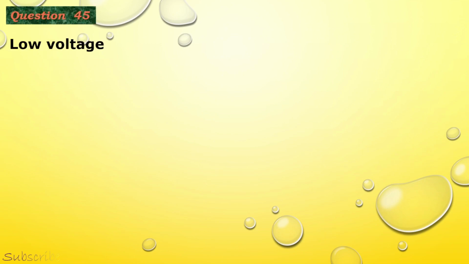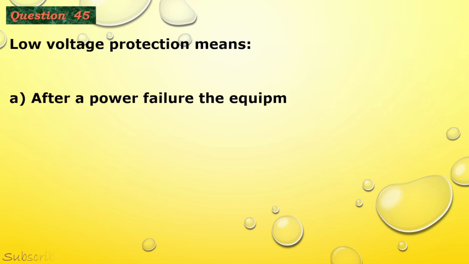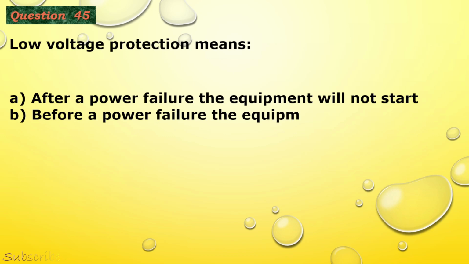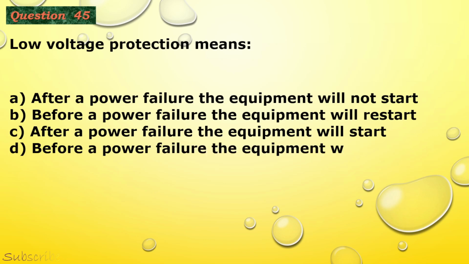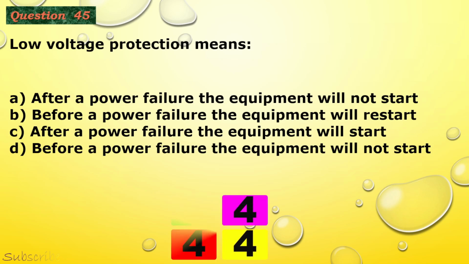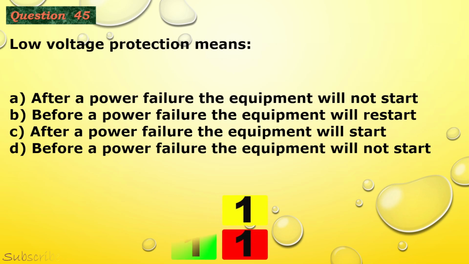Question number 45. Low voltage protection means: A. After a power failure the equipment will not start. B. Before a power failure the equipment will restart. C. After a power failure the equipment will start. D. Before a power failure the equipment will not start. The correct answer is letter A. After a power failure the equipment will not start.